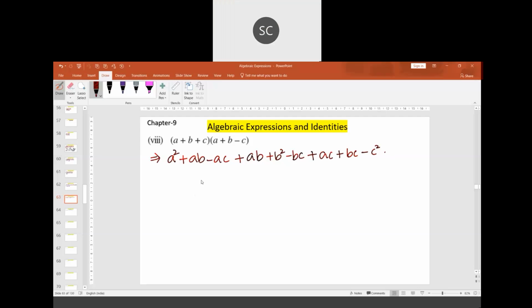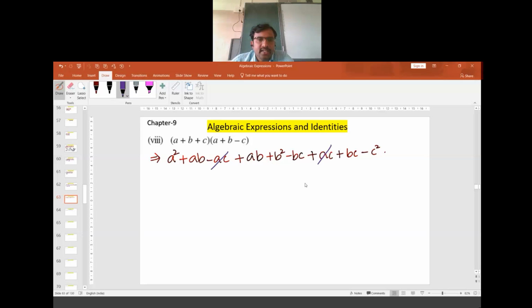Will any of the terms get cancelled? Yes, minus ac and plus ac get cancelled, and plus bc and minus bc get cancelled. Here, a square plus b square minus c square, I'll write first. Then plus ab added to plus ab is plus 2ab. This is the answer.